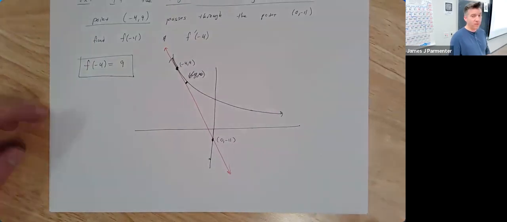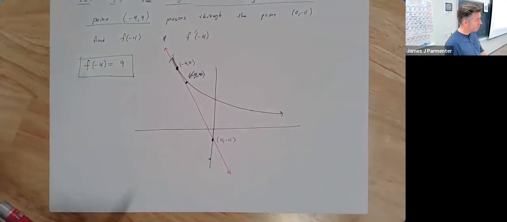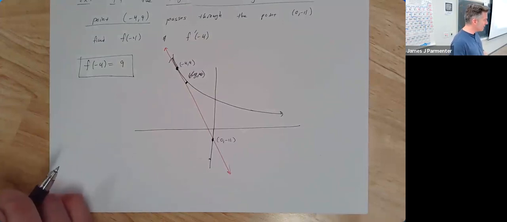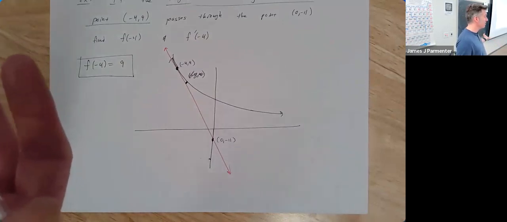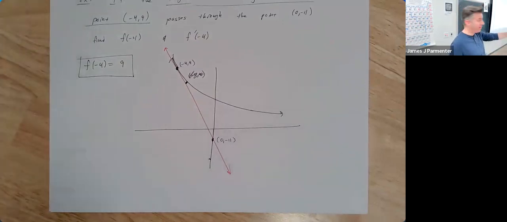If I want to find f prime of -4, what does f prime of -4 mean? What are words I could use to say it? What does f prime mean? That's excellent, I love that answer, but I'm looking for a slightly less general answer that starts with the letter D. The derivative. f prime of -4 is the derivative at -4. But the derivative can also be thought of as the slope of the what?